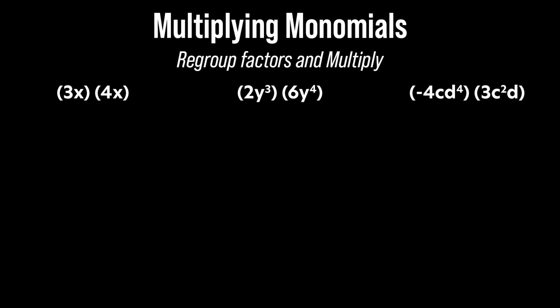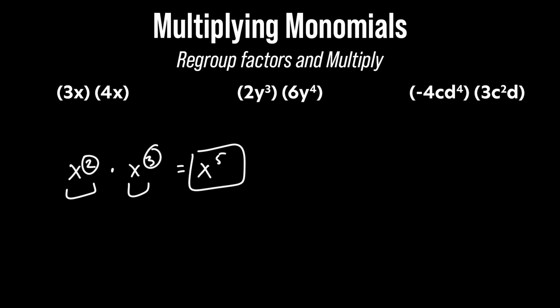Today we're going to learn about multiplying monomials. Regroup the factors and multiply. So we already know that if you multiply like bases, you can simply add the exponents. For example, if you have x squared times x to the third, because the bases are the same, in this case they're both x, for the answer, you keep the base and you add the exponents. So 2 plus 3 would be 5. So your answer would be x to the fifth.